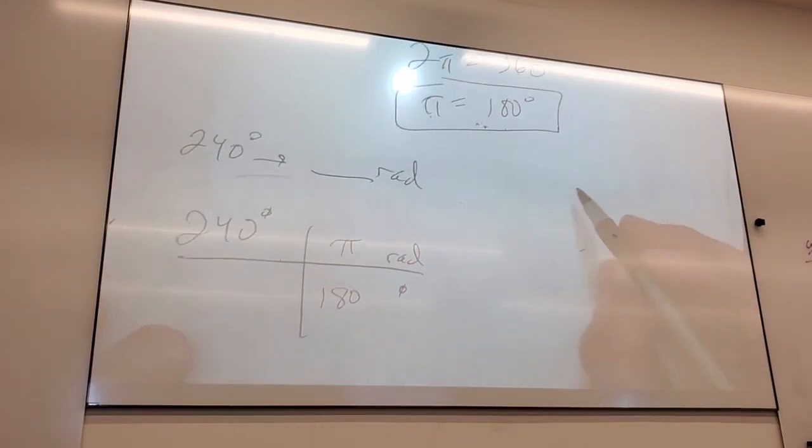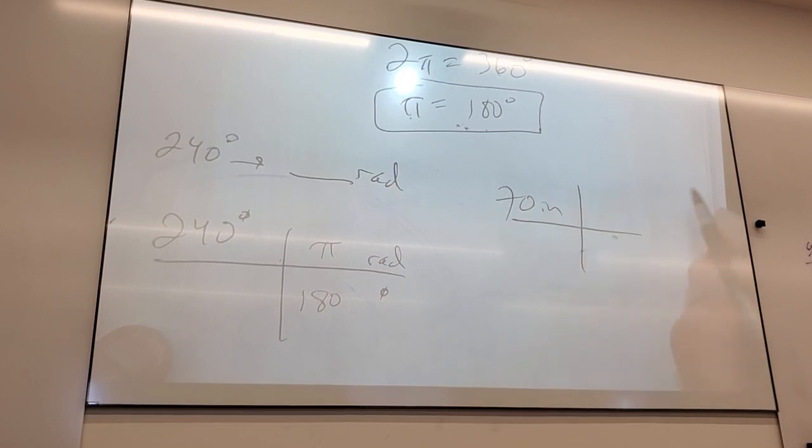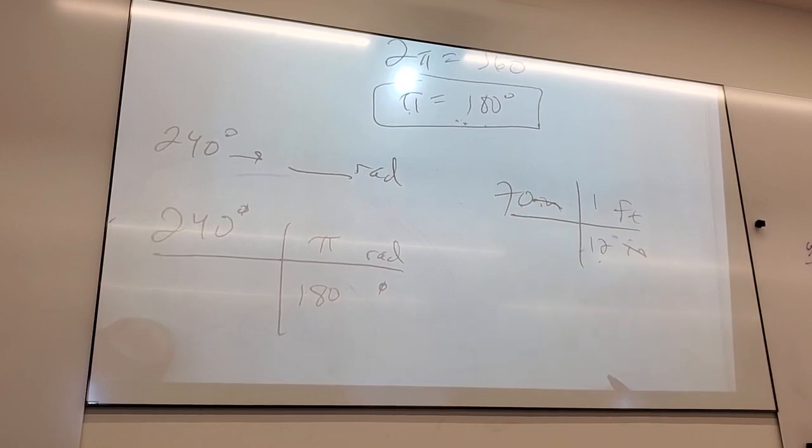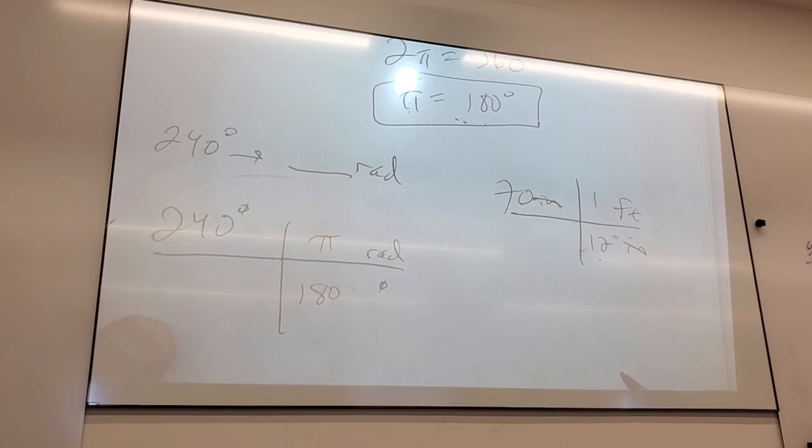So real quick on the side, 70 inches is how many feet? Don't I want inches to die and I want to replace it with feet? So then 12 inches in a foot, I would divide 70 by 12. I get the answer, yeah? Okay, it's like 5 point something.